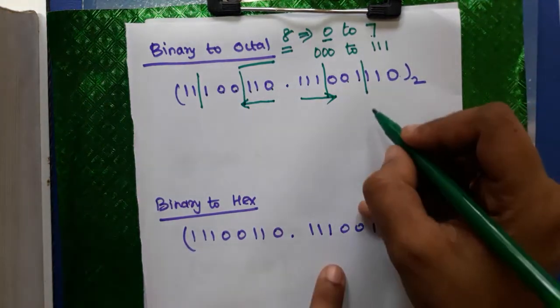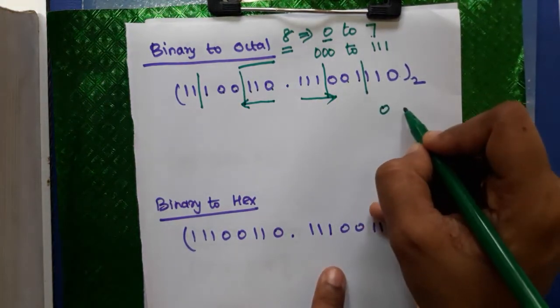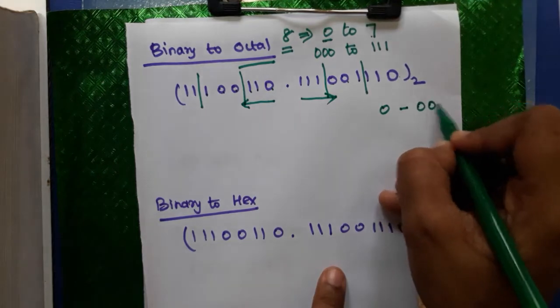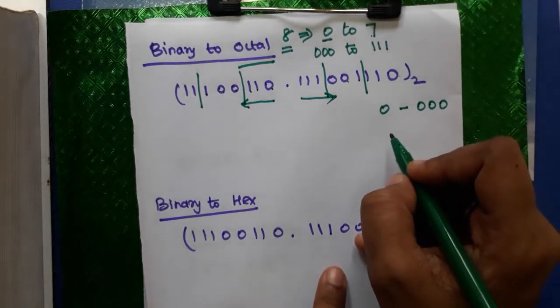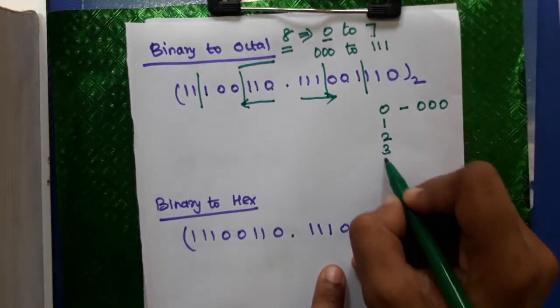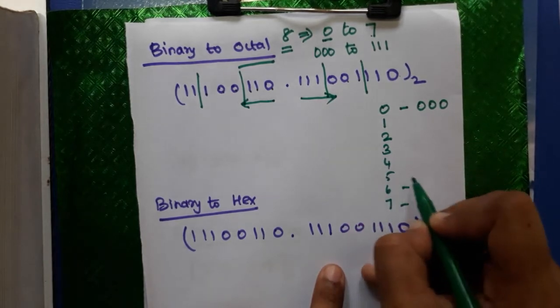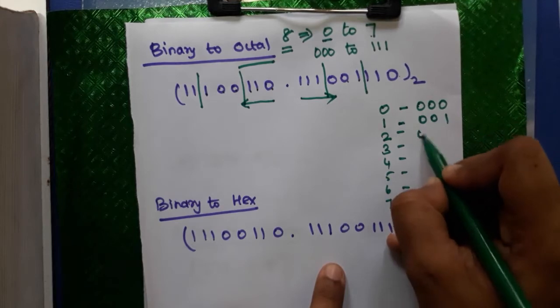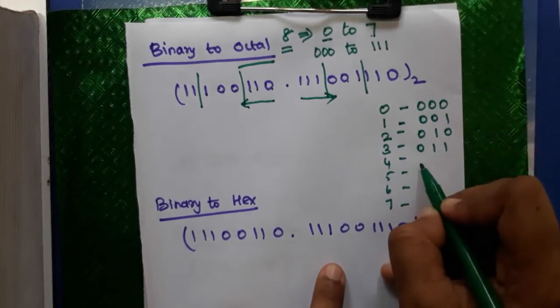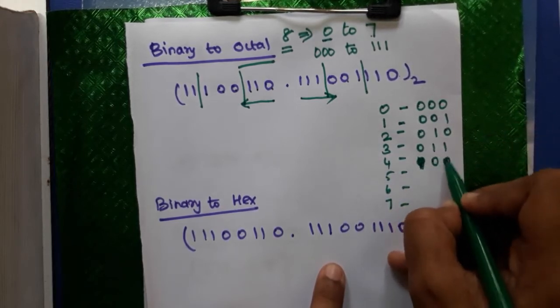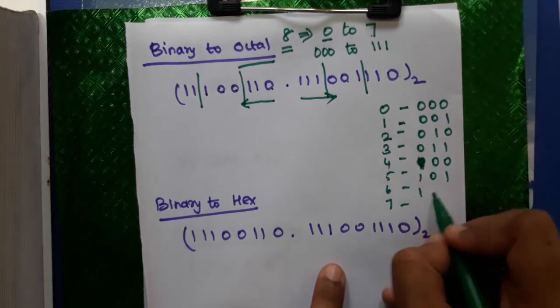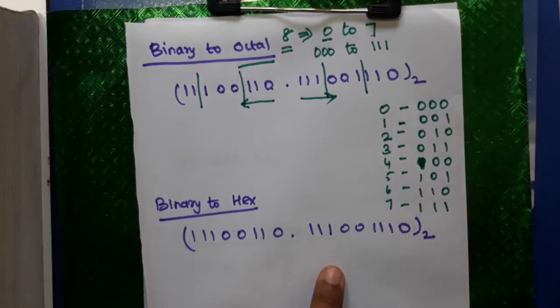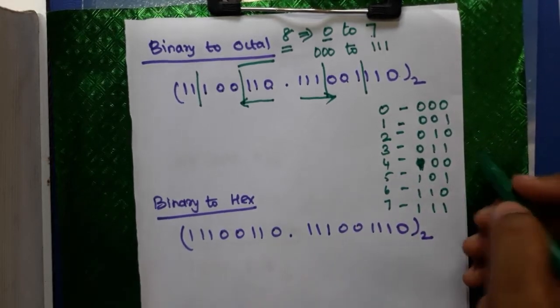For this we must always remember that 0 in decimal form is 000 in binary, then 1, 2, 3, 4, 5, 6 and 7. Let's know the conversion of all this: 001, 010, 011 is 3, 100 is 4, 101 is 5, 110 is 6, 111 is 7. Now let's make use of this.